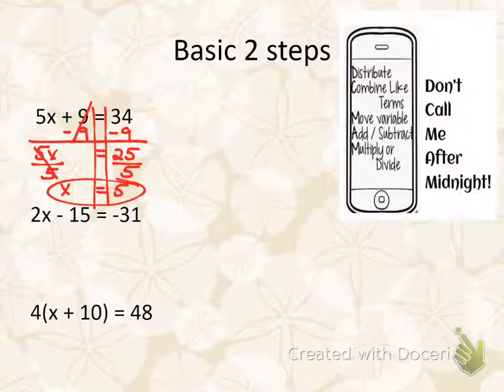All right, so let's look at the next one. Do we have any distributive property? No distributive property. Do we have any like terms to combine? Nope. Do we have a variable to move? No, because we didn't have any like terms. Okay, so line up your equal sign.